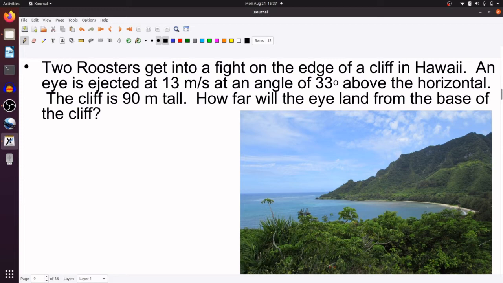Anyways, so two roosters get into a fight on the edge of a cliff in Hawaii. An eye is ejected, because why not, at 13 meters a second at an angle of 33 degrees above the horizontal. Let's assume the cliff is 90 meters tall. About how far will the eye land from the base of the cliff?